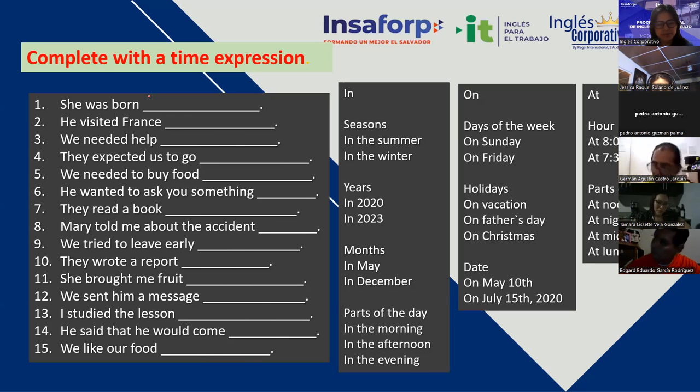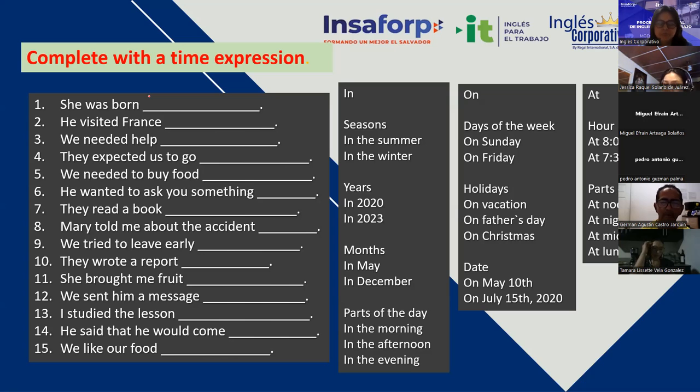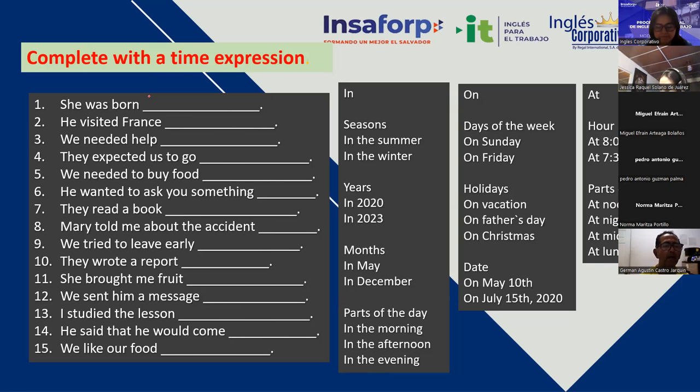What about number three? We needed help in the morning. Okay, number four. What about number four? They expected us to go at 7:30 p.m. Okay, very good. We needed to buy food on Sunday. Very good. Number six.